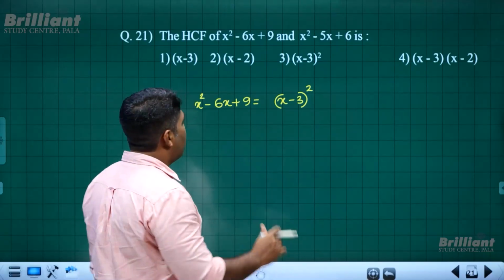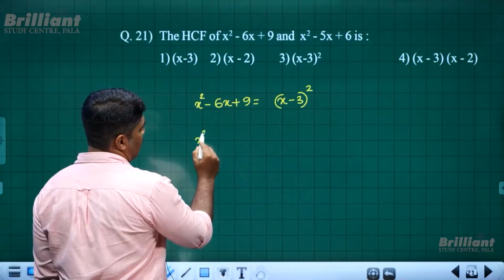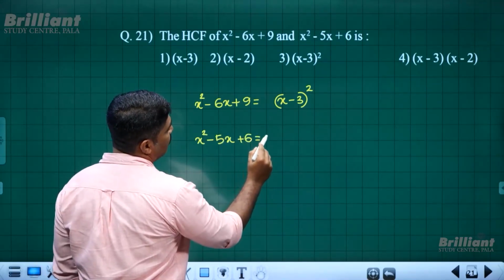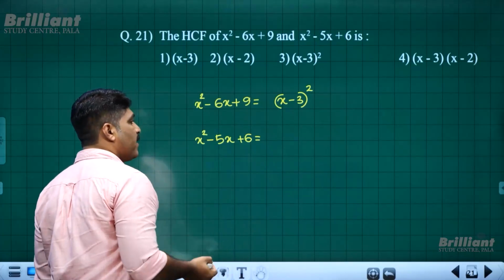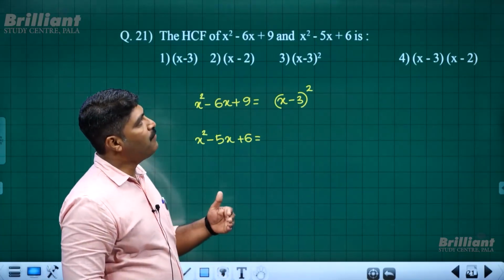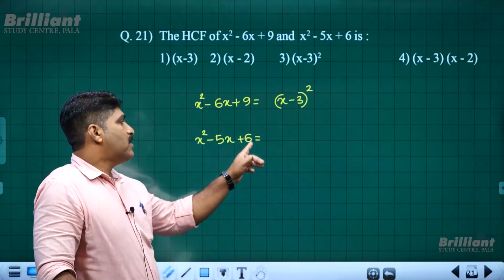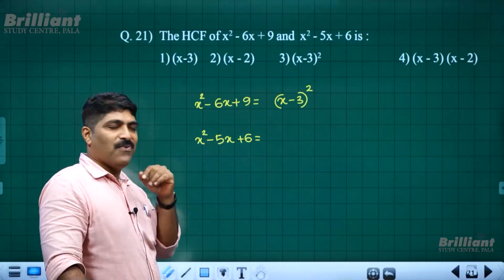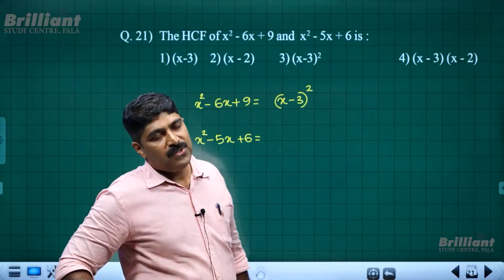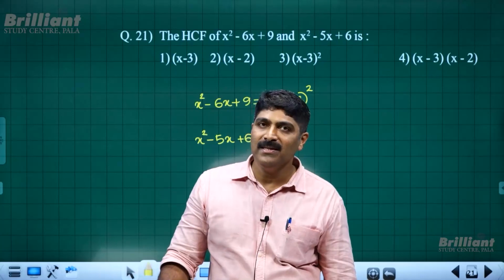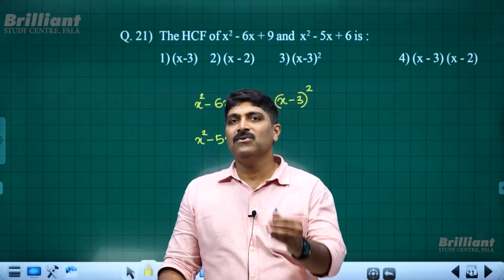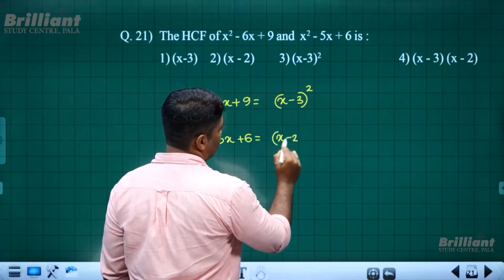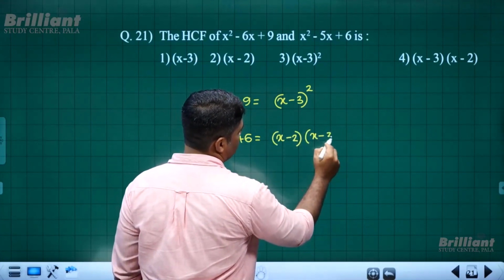The next one, that is x square minus 5x plus 6. What is the factorization there? Here again you think about the situation: the product of two numbers is 6 and their sum is 5. Which are the numbers? Those numbers are 2 and 3. So you can write this as x minus 2 into x minus 3.